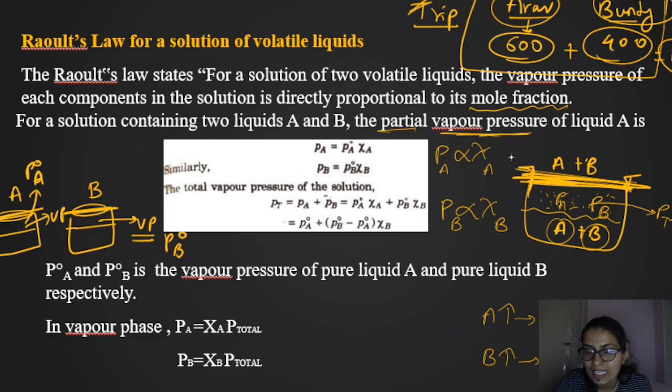Partial because now they are in mixture form. So partially the A component is present in the total vapor pressure, and partially the B component is present, and they are contributing to the total vapor pressure, right? This is the reason why we call them partial. So the partial vapor pressure of A is directly proportional to the mole fraction of A, and the partial pressure of B is directly proportional to the mole fraction of B.